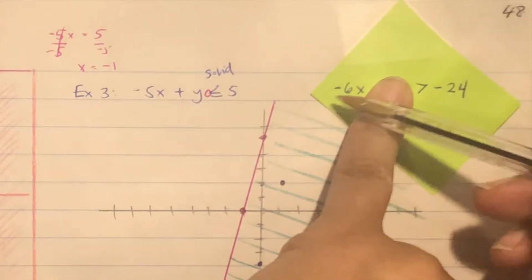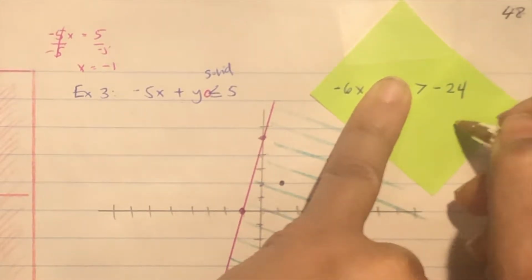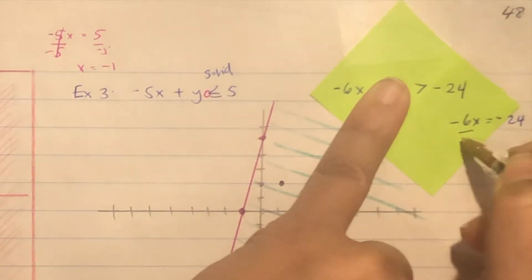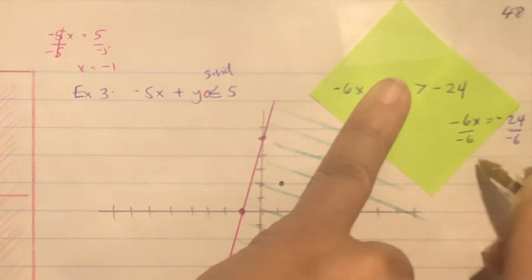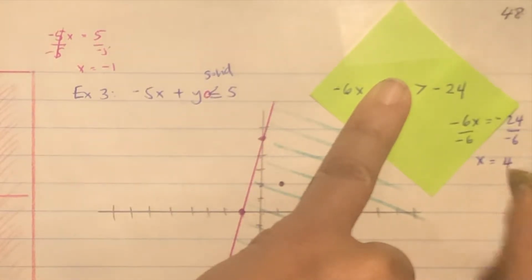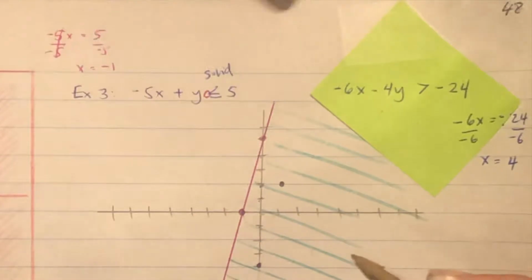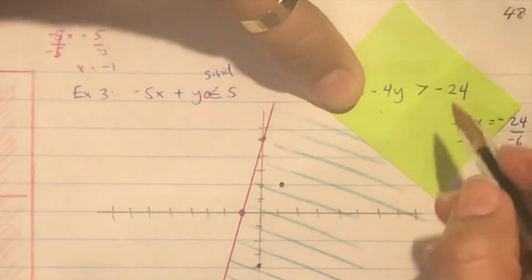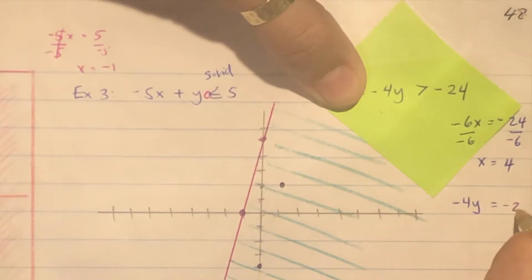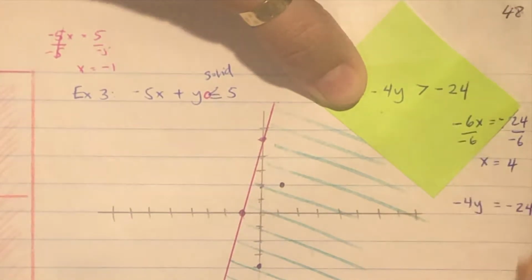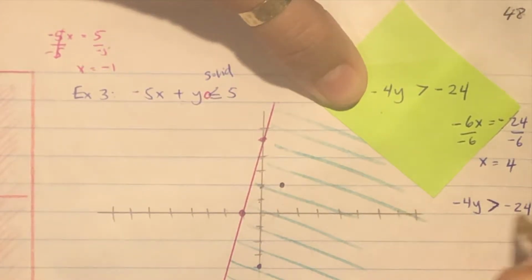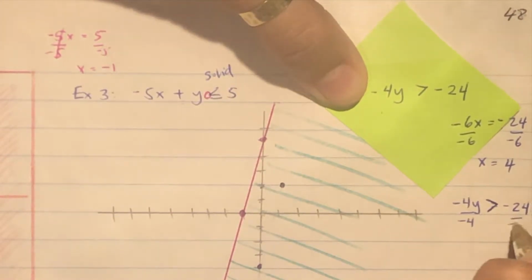All right, so again, we'll check if we could do this by intercept, so you cover up 1. Negative 6x is equal to negative 24. Divide both sides by negative 6. x is equal to positive 4. And then you're going to do the same thing with the y. Negative 4y is equal to negative 24. But just remember, with this one it matters, so I'm just going to make it greater than. And then divide by negative 4 on both sides.